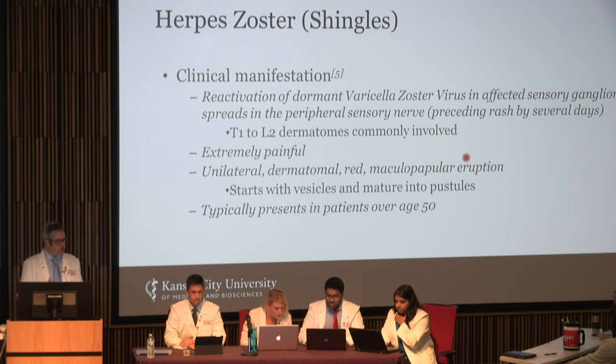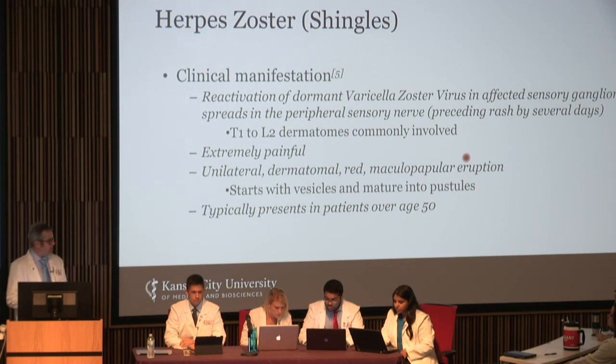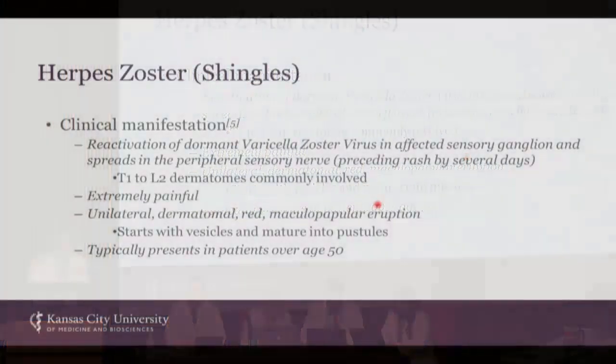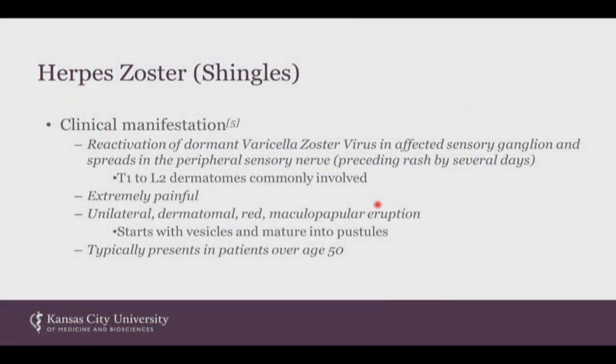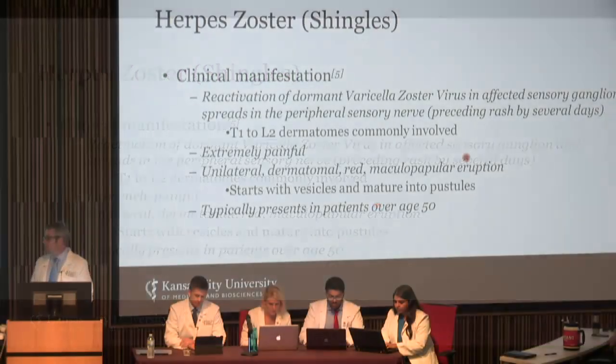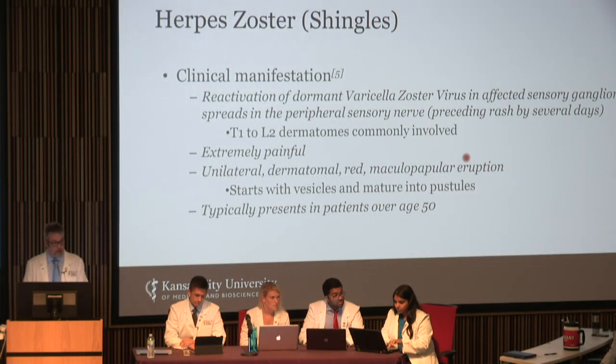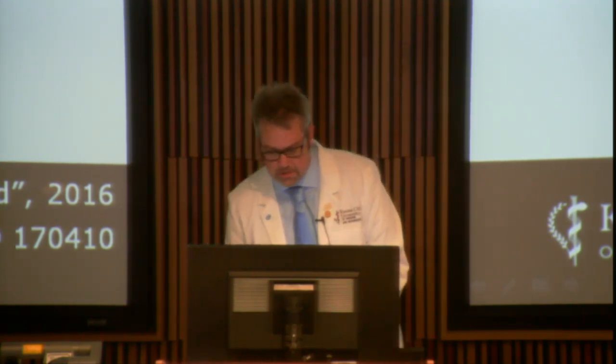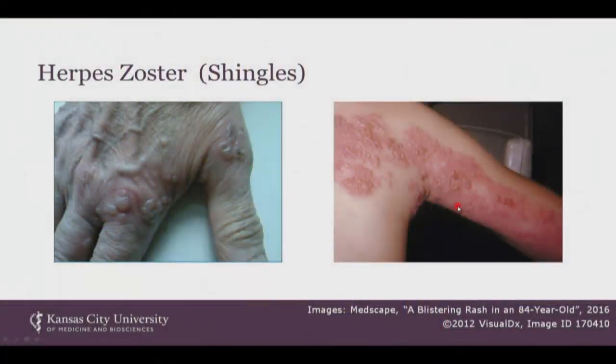Now, T1 to L2 dermatomes are the ones that are most commonly affected. However, it is important to note that any dermatome is possible to see a herpes zoster eruption. This typically presents in patients over the age of 50 with a positive history of varicella virus. And here's a photo of herpes zoster, where you can see a clustering of vesicles and eruption into more mature pustules.